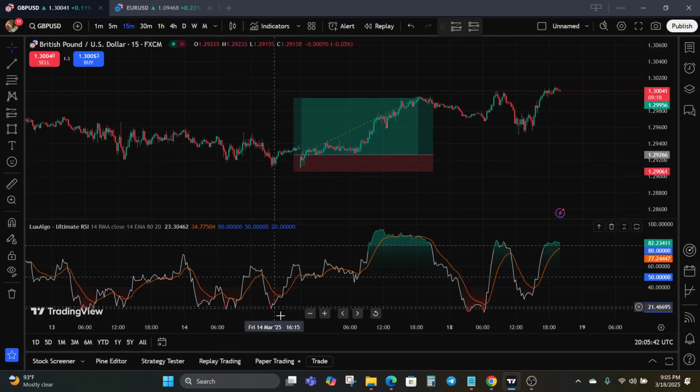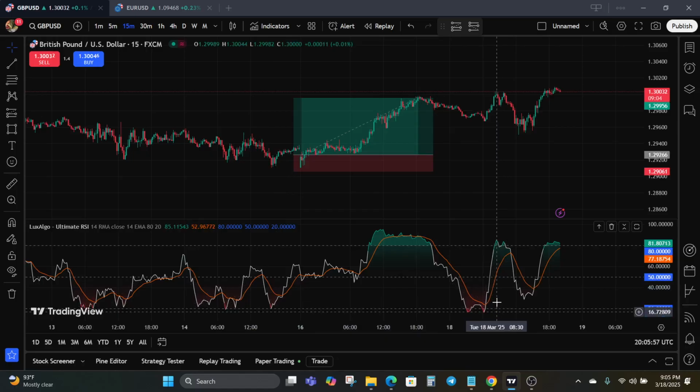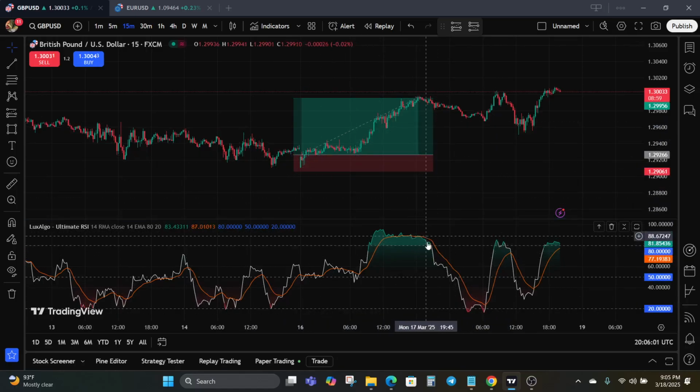Your buy signal basically is when the white line crosses above the red line, coming out of the oversold level. Make sure that the indicator is coming out of the oversold level, even if it is just the tip of it. While your sell signal basically is when the white line crosses below the red line, coming down from the overbought level. That's your sign to exit, to enter a sell.